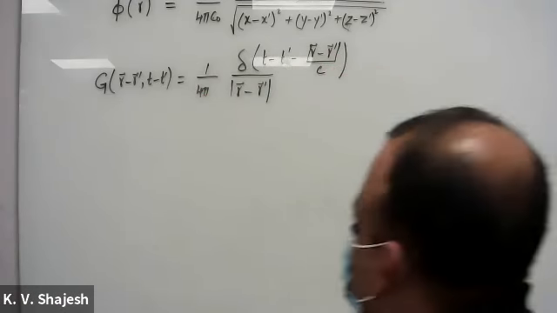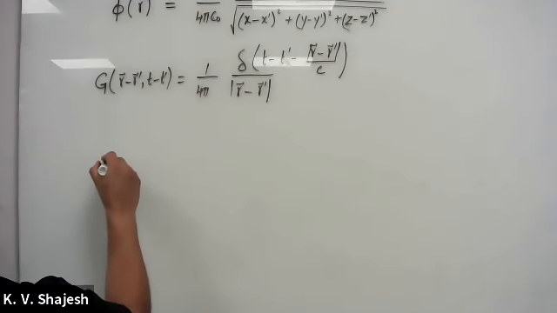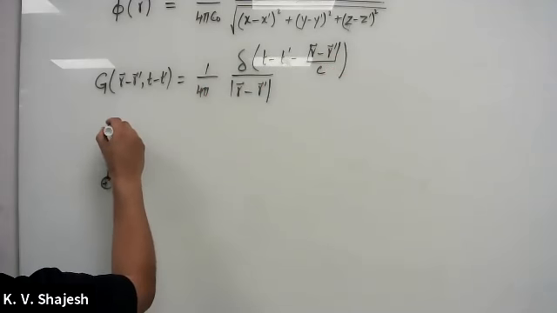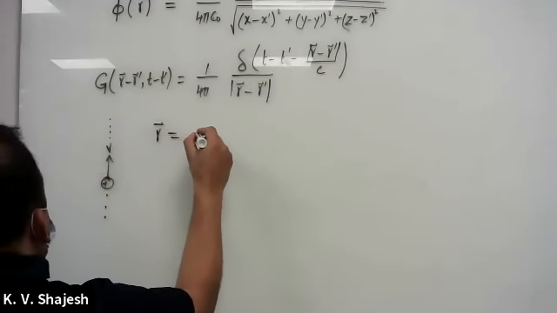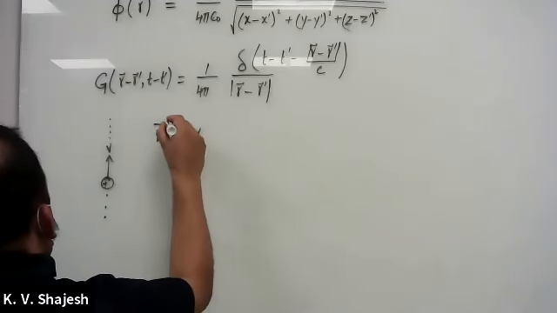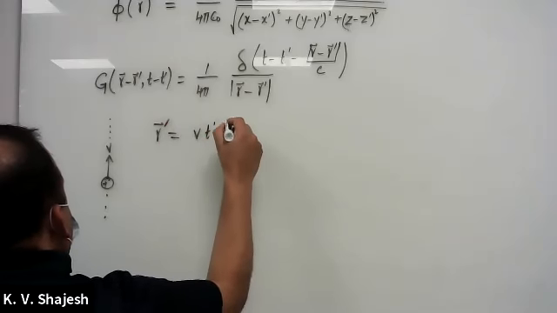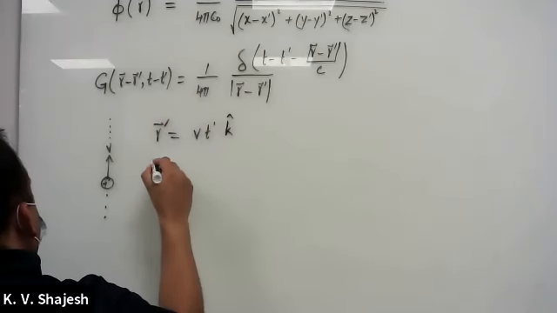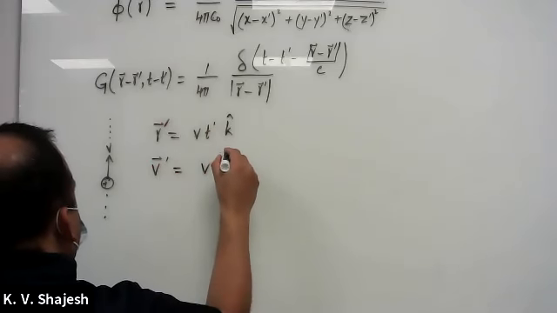We are talking about a point charge which is moving with velocity v in the z direction. So we said position r is equal to vt, so r prime will be equal to vt prime times k hat. Velocity v prime will be equal to v itself times k hat.